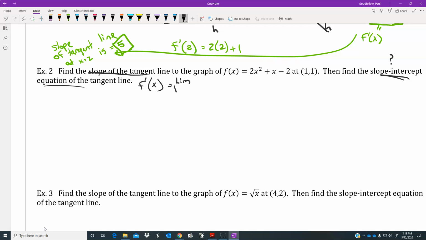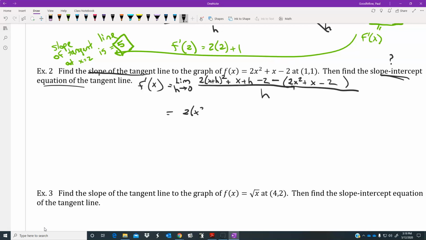Well, it's the limit as h approaches 0 of, now you have to plug in x plus h wherever you see the x. So this is going to be 2 times x plus h, quantity squared, plus x plus h minus 2, minus the entire function again. So make sure you're following. That's minus 2x squared plus x minus 2, all divided by h. Now, again, we can't just use limits to figure this out because the 90% rule doesn't work. We need to do some simplification. So let's see what we've got here.